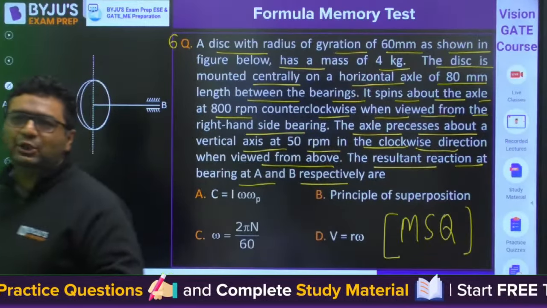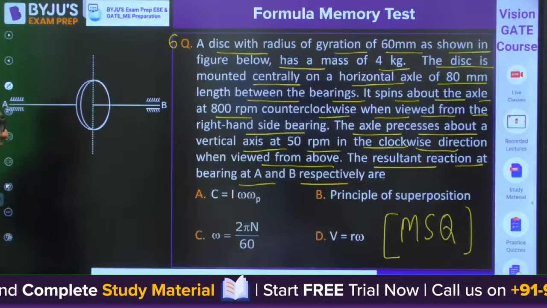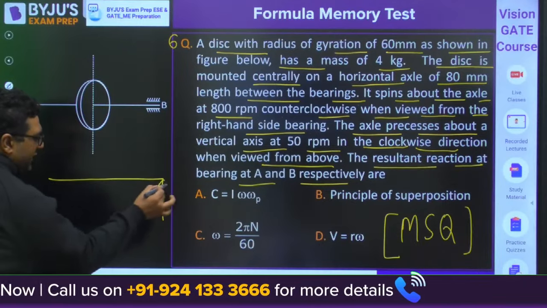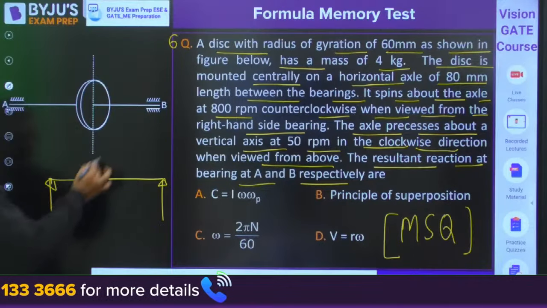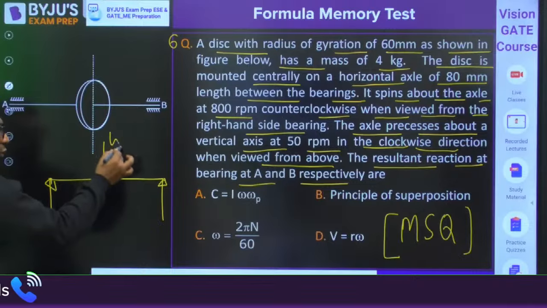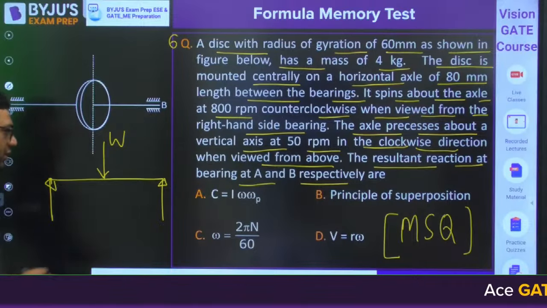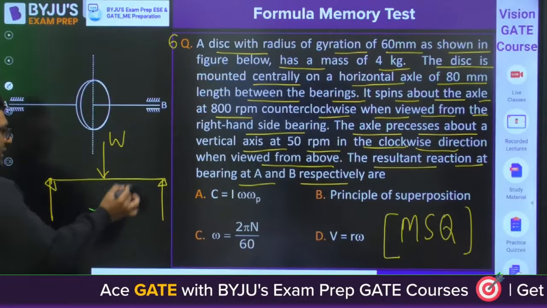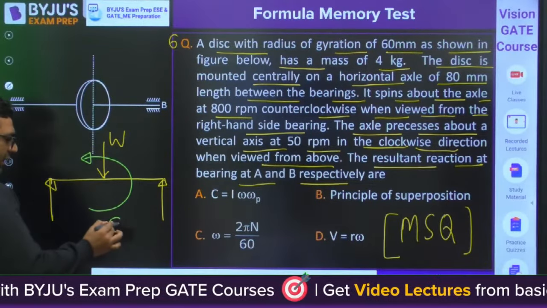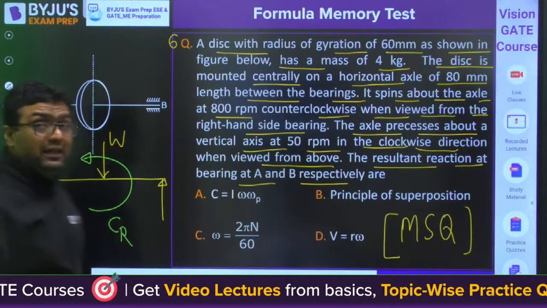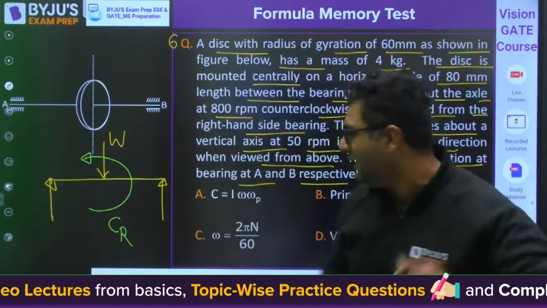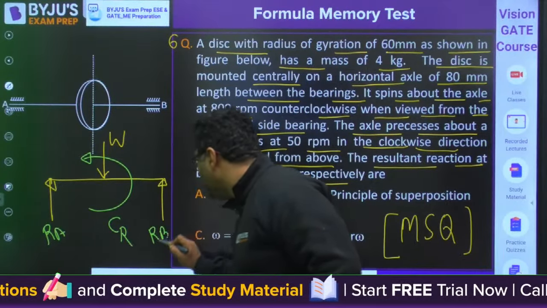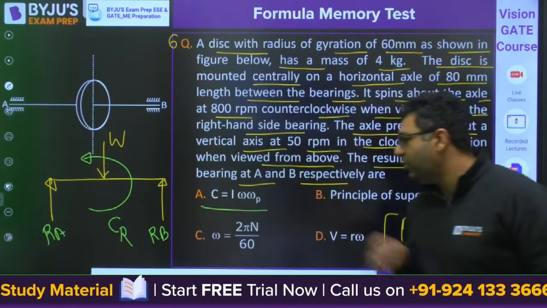This is MSQ because when you talk about this, you can consider it as a simply supported beam, which has some weight W of the rotor, and there would be some gyroscopic couple. Let us assume this will be the gyroscopic couple. So you need to tell which of the formulas you will use to calculate the reactions RA and RB. Will you use couple is I omega omega P?